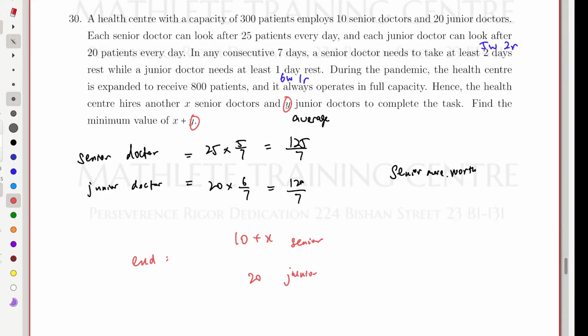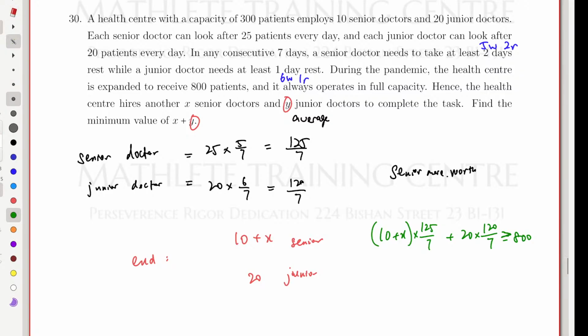Okay? So this must cover for the 800 patients. So how much must it be? Well, we know that this must be 10 plus X times 125/7. And then the 20 junior doctors will be 20 times 120/7. And this must be exactly the 800 patients. Or rather, it must be at least 800 patients, right? Because it needs to cover for them.